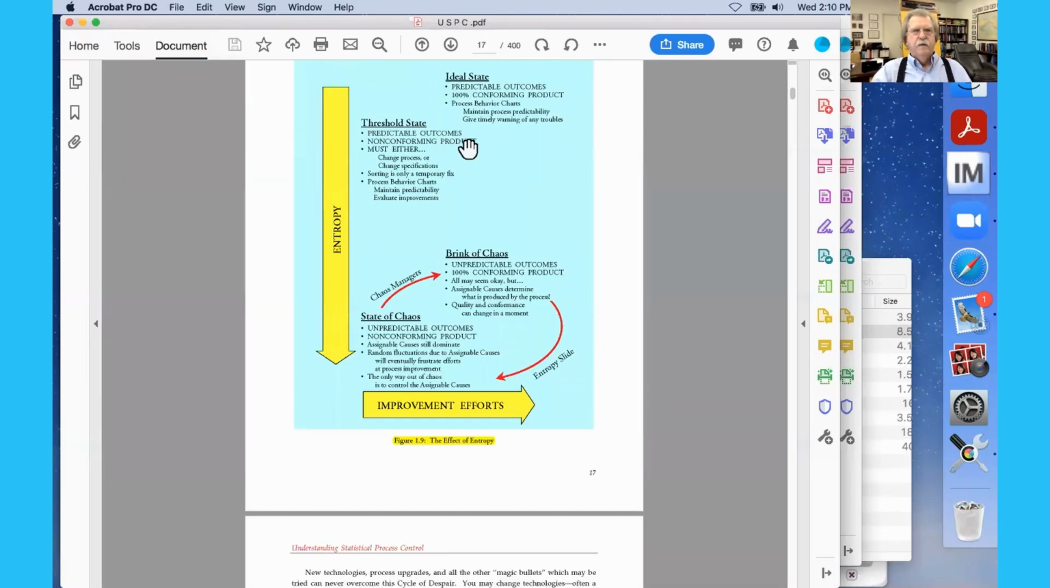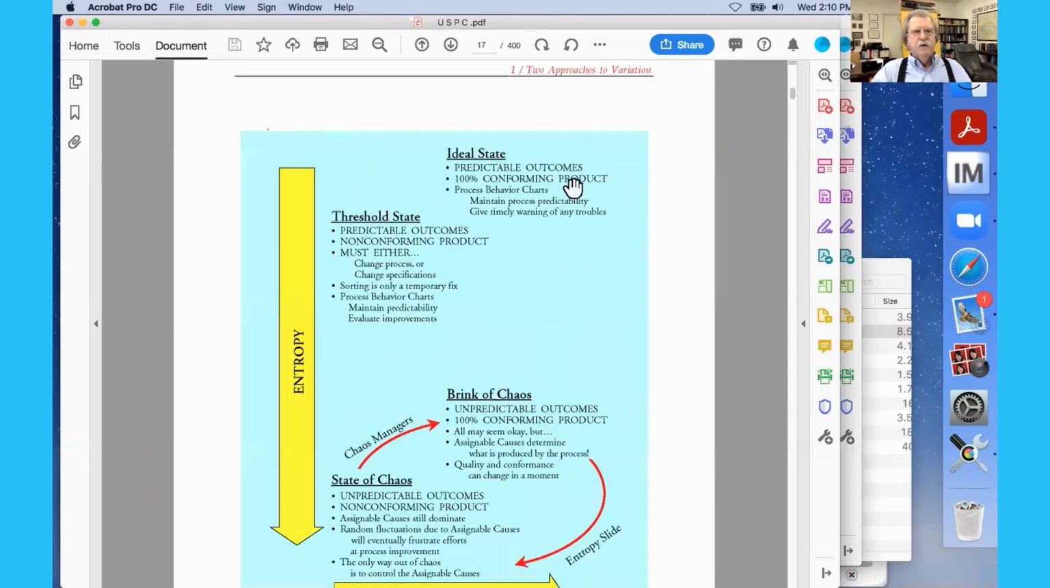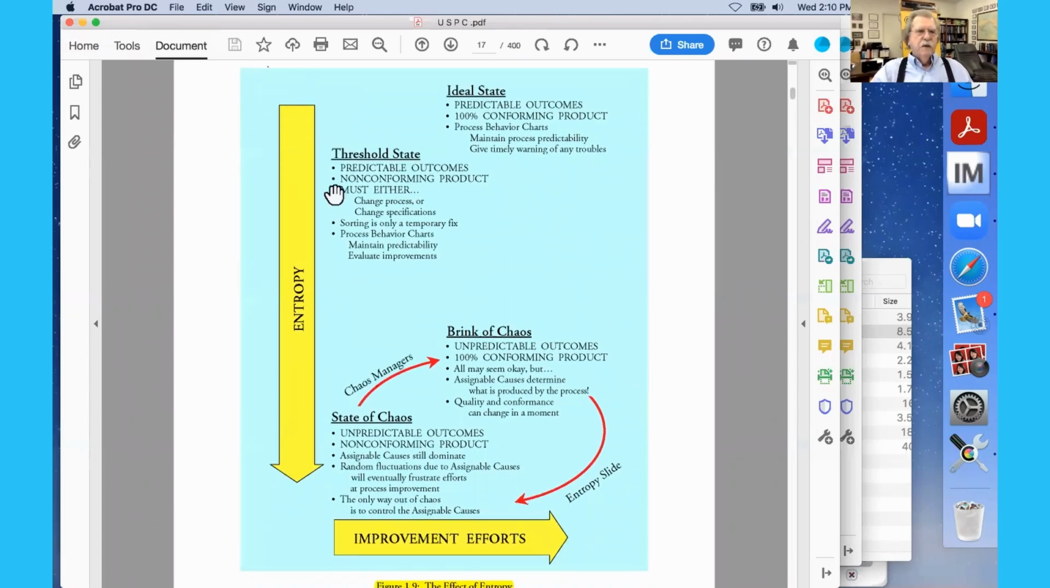Processes do not stay put. They move around. And you can see a bit about this as you look at entropy is out there pushing every process down toward the state of chaos. Once you get in the state of chaos, you give a phone call to the local chaos manager. They come out and get in the way of the operators and run some experiments, collect some data, hopefully change things and get you back up here to the brink of chaos. Then they run off to fight some other fire, and the process takes the entropy slide right back down to the state of chaos. You see, most of our improvement efforts are focused on moving from the left to the right because of the old definition of trouble.